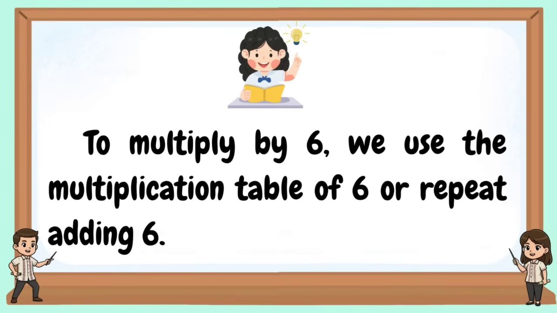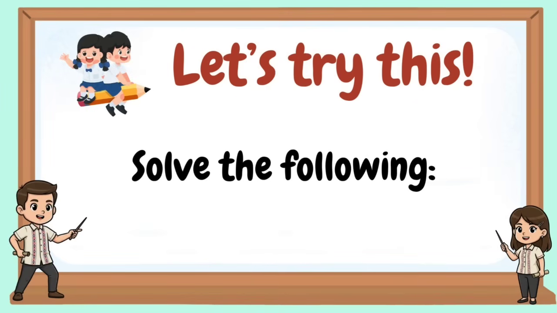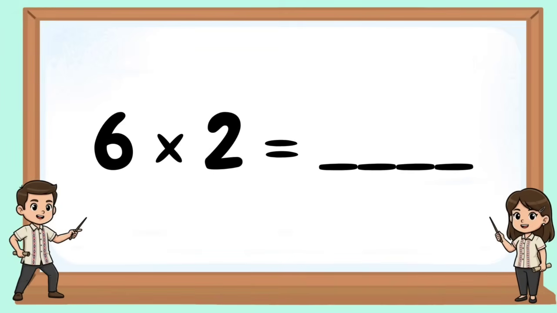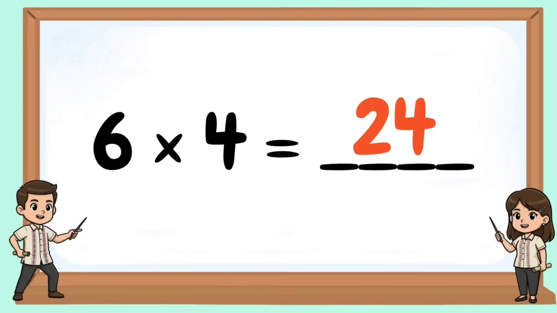To multiply by 6, we use the multiplication table of 6 or repeat adding 6. Let's try this. Solve the following. 6 times 2 is equals to 12. 6 times 4 is equals to 24.